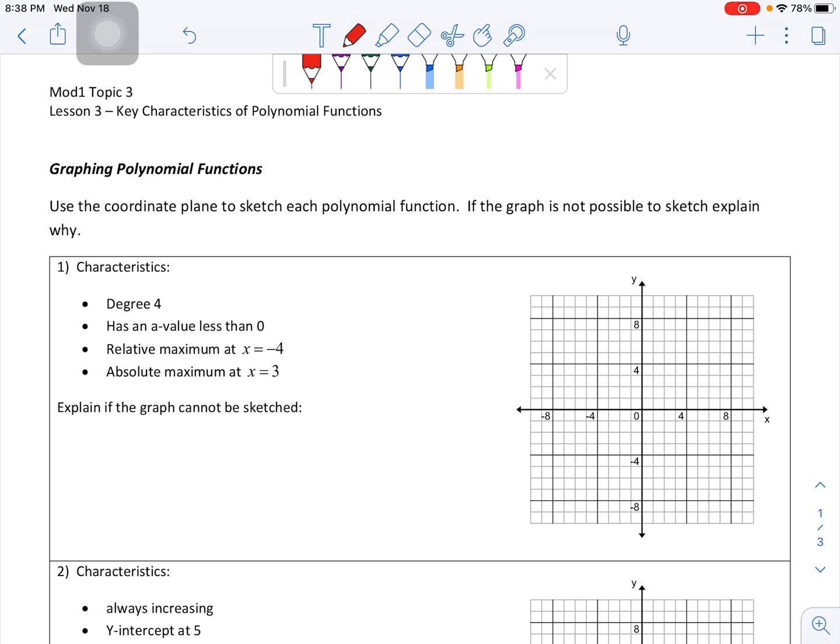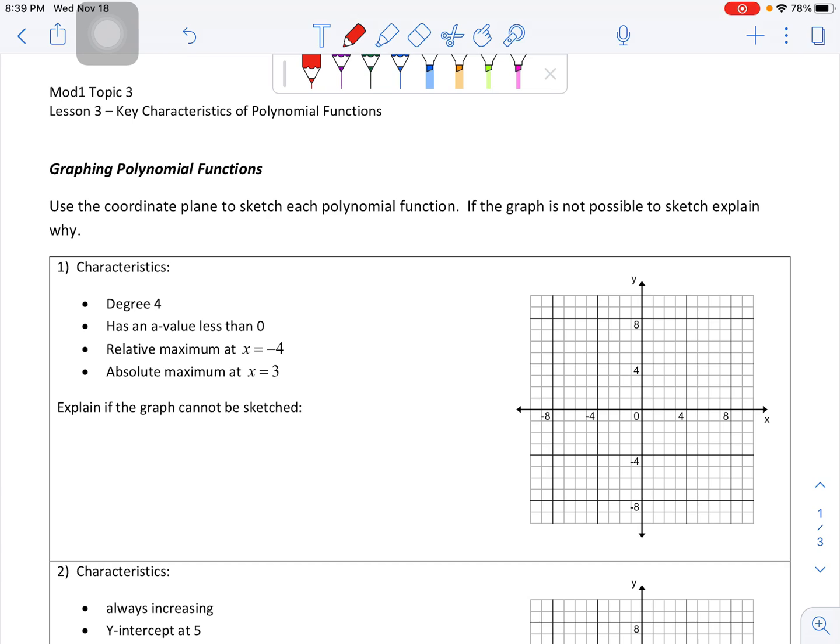In this video, we're going to graph some polynomial functions given specific characteristics. However, not all characteristics can be combined to create a polynomial. So if we cannot graph something, we have to explain why we can't graph it. All right, so there's a few examples here. We're going to jump right into problem number 1.